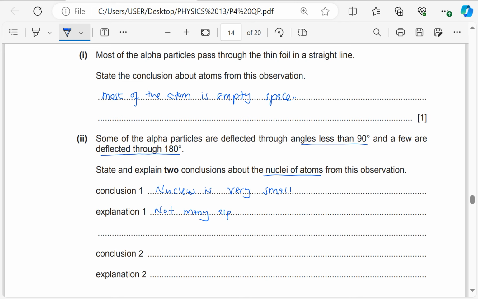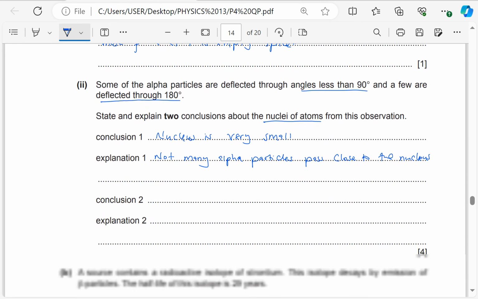Not many alpha particles pass close to the nucleus. Then conclusion number two, the nucleus is positively charged. Because we know the alpha particle is positive, the deflection is due to a repulsion. So the nucleus is positively charged.